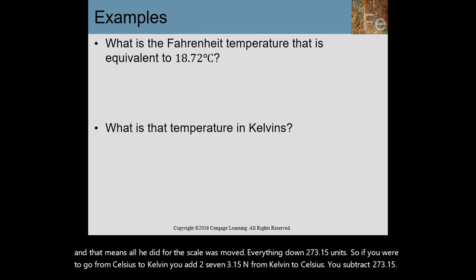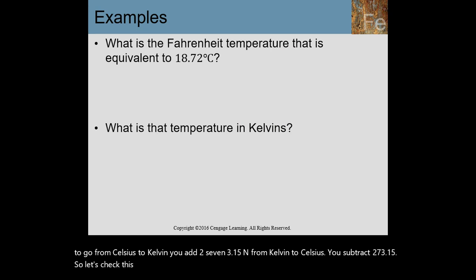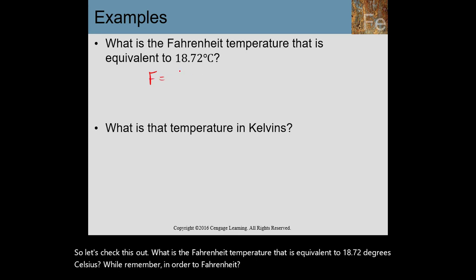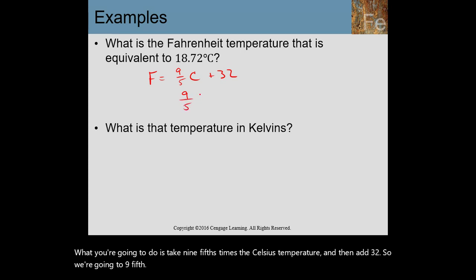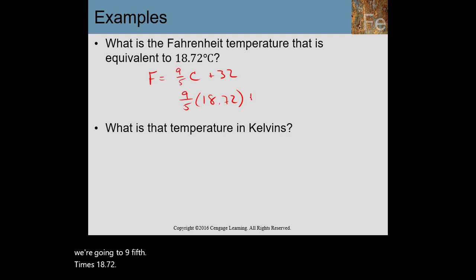So let's check this out. What is the Fahrenheit temperature that is equivalent to 18.72 degrees Celsius? Well, remember, in order to get Fahrenheit, what you're going to do is take 9/5 times the Celsius temperature and then add 32. So we're going to take 9/5 times 18.72 and then add 32. And I'm going to take my handy dandy calculator out and figure that out.